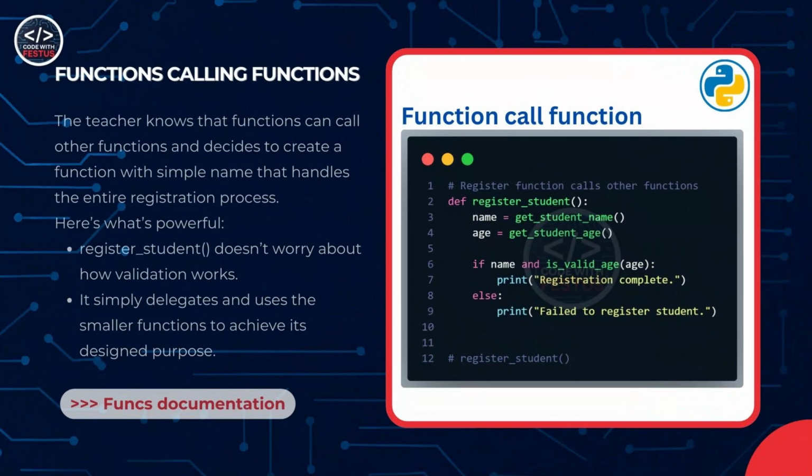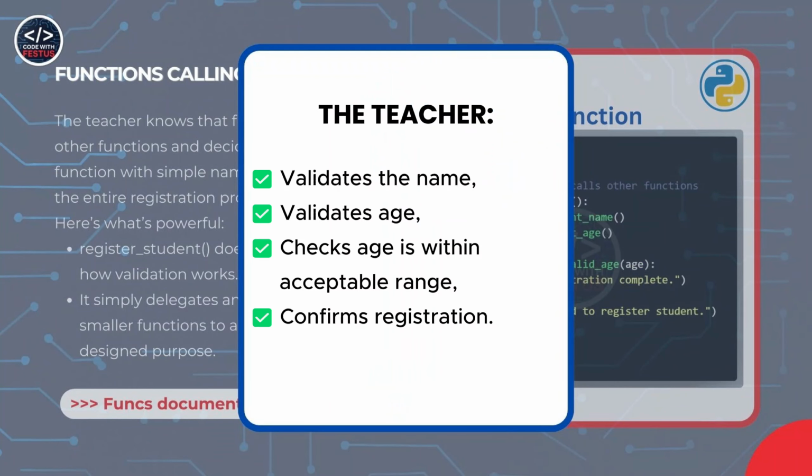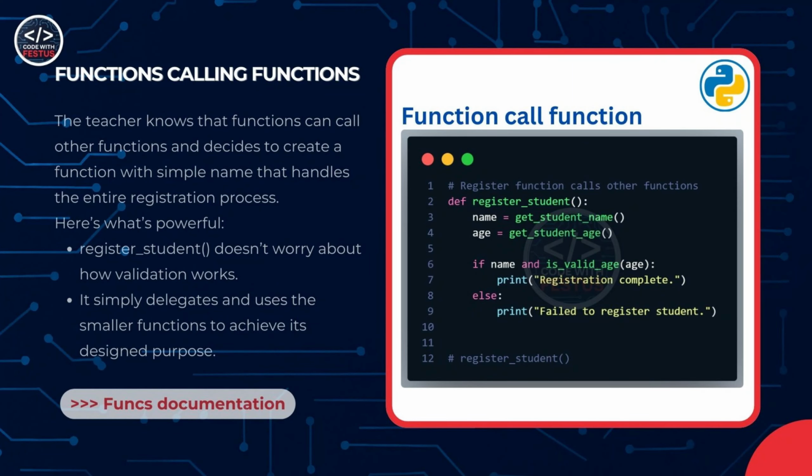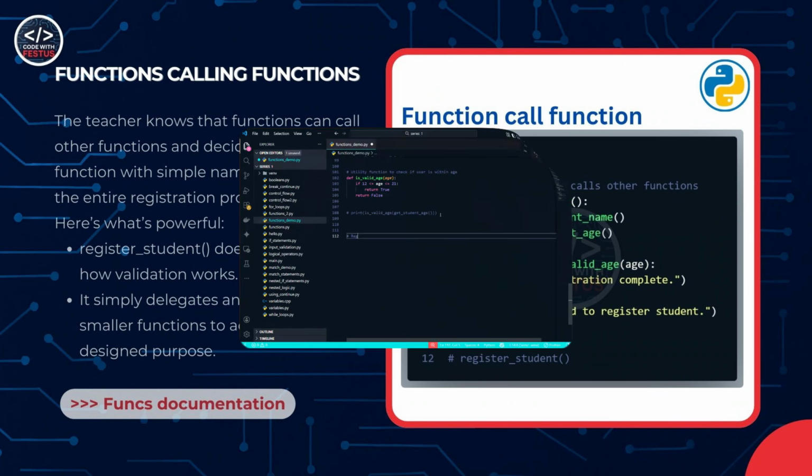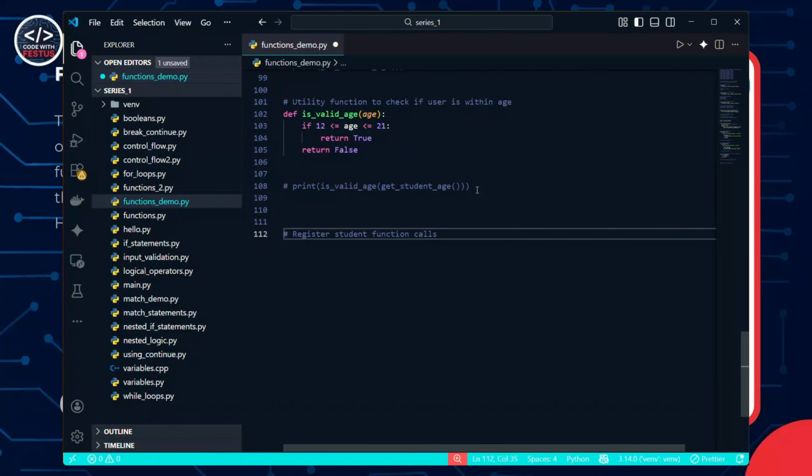Now the classroom becomes structured. The teacher doesn't just accept whatever information is given. The teacher validates the name, validates age, checks age is within acceptable range, confirms registration. The teacher knows the functions can call other functions and decides to create a function with a simple name that handles the entire registration process.